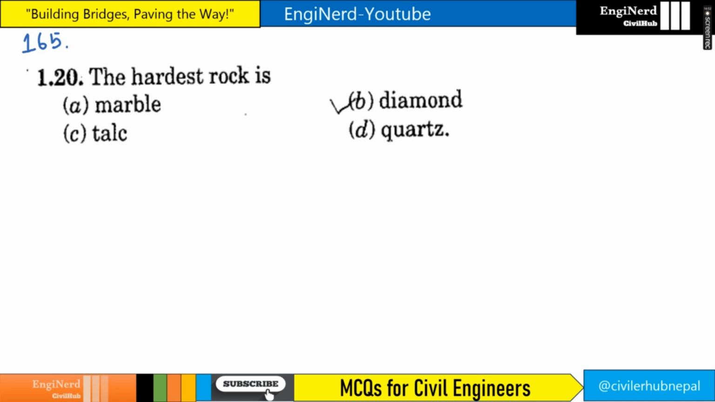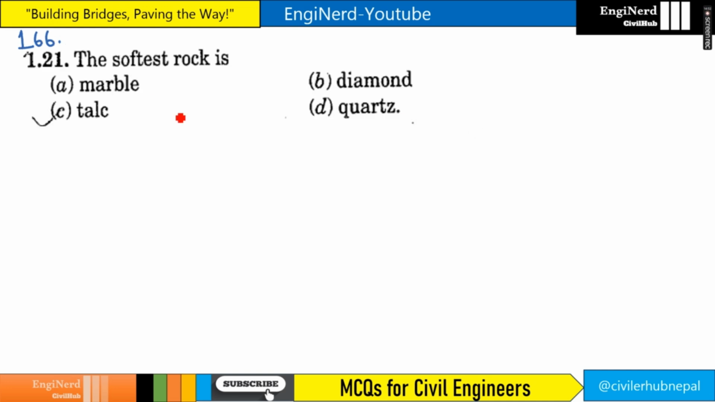And the hardest rock is diamond. The Mohs hardness is 10, right? Quartz is 7, talc is 1, and marble is around 3. The softest rock is talc, right? Because Mohs hardness is 1.